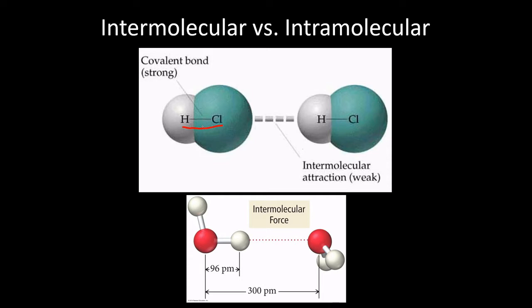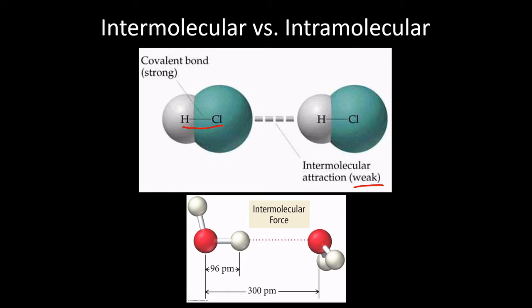An intermolecular force is a force that exists between two different molecules. So intra is between two different things in the same molecule. Intermolecular forces are between two different molecules. So the attraction that exists between the chlorine in this molecule and the hydrogen in this molecule over here, that is an intermolecular force. Now it says here that this is a weak interaction, and this is all relative.